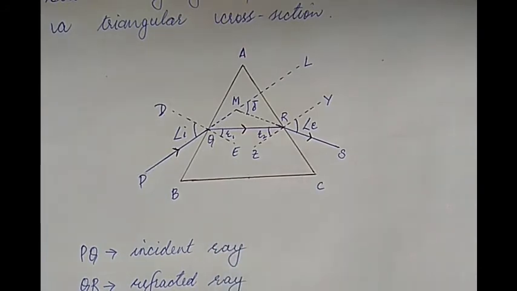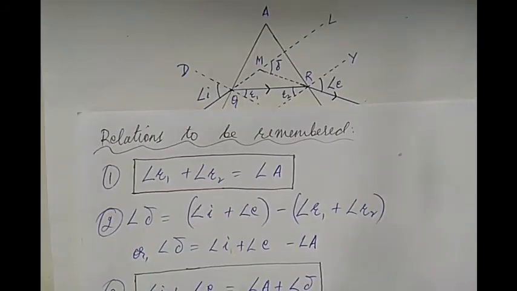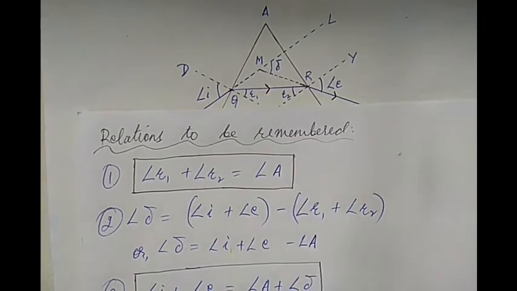Now, there are a couple of relations that you need to remember with regard to refraction taking place through a prism. If you want to see how we land up at these relations, the derivation is given in the book. It's not a very lengthy derivation, but it's not there in the syllabus. What you only need to remember, taking into consideration the syllabus, are these relations. So let us give a look at the relations.